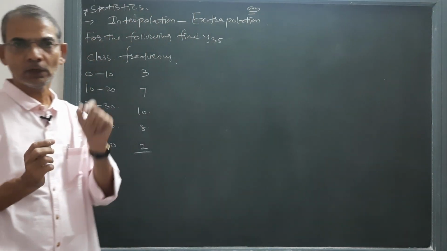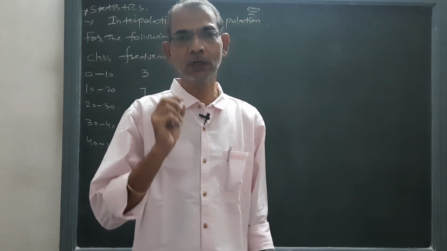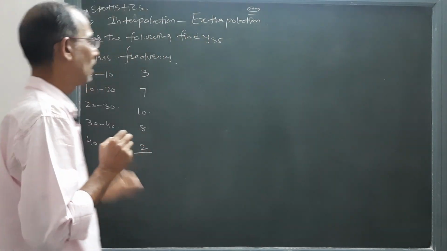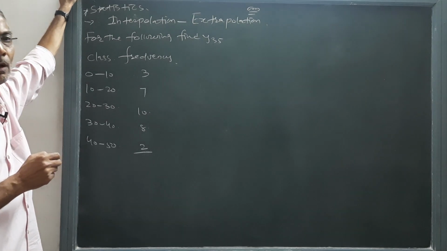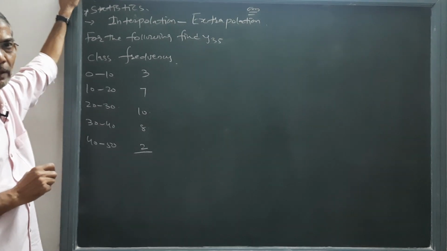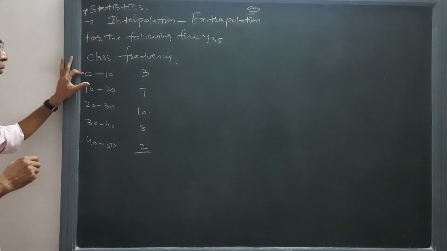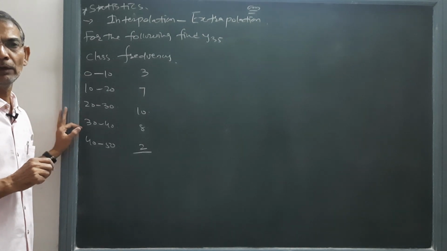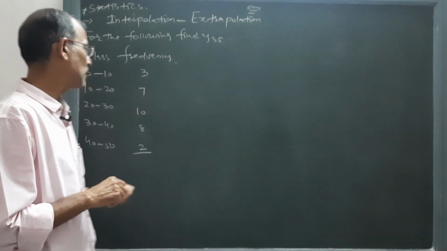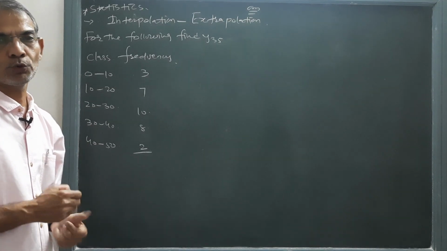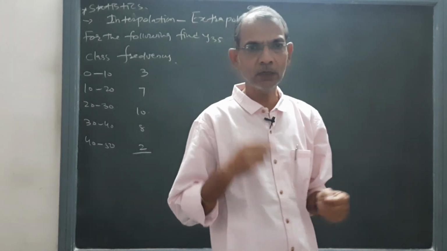In this lecture we are going to solve a question of interpolation, extrapolation in statistics. As you can see, it is given that for the following, find y35. Here we are given the classes 0 to 10, 10 to 20, 20 to 30, 30 to 40, 40 to 50, and the frequencies are 3, 7, 10, 8 and 2. Now how will we find it?